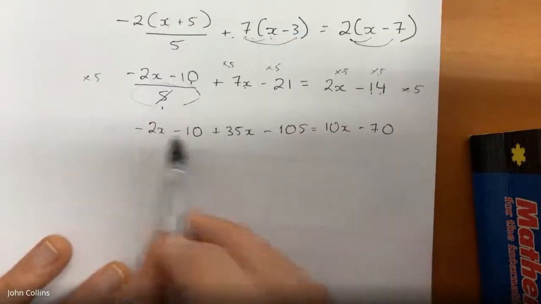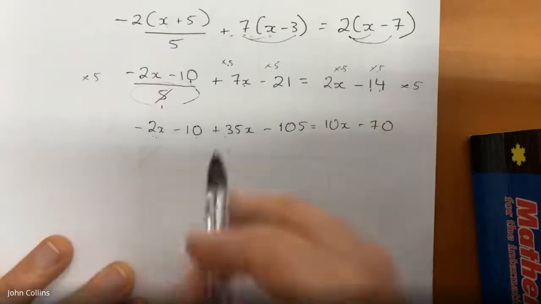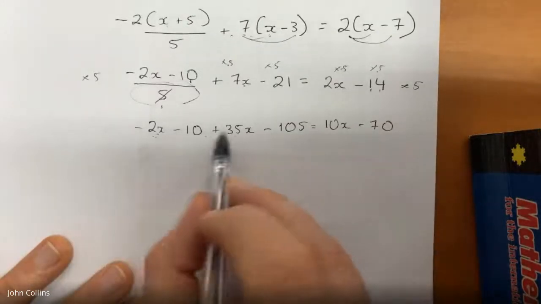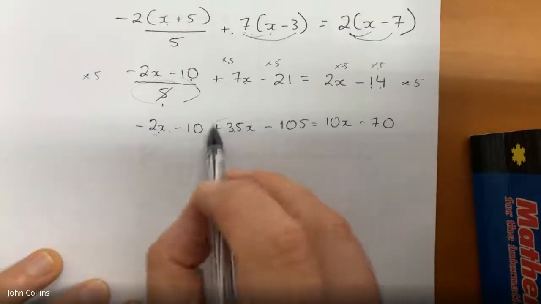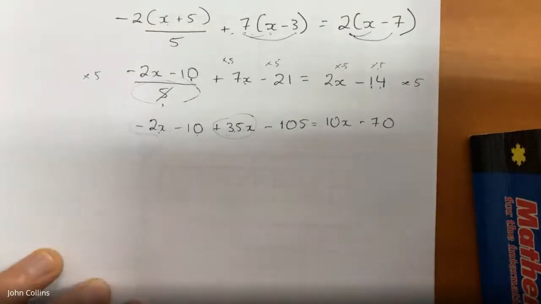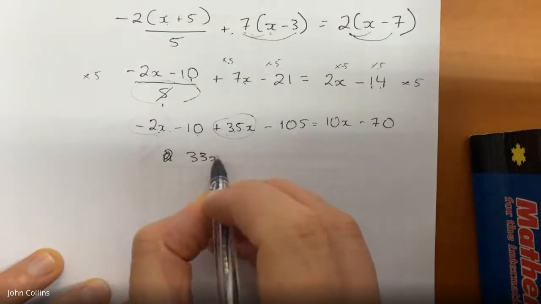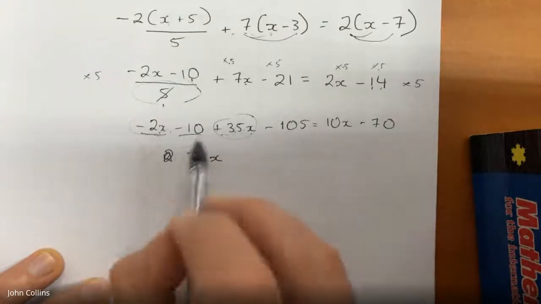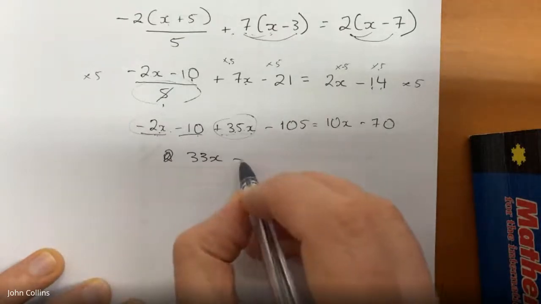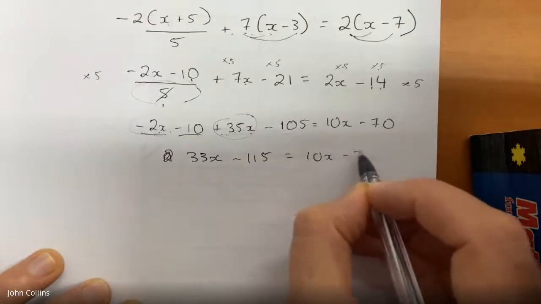Okay, I have like terms, so I can simplify. Anytime I combine like terms, that's simplification. 35 x's take away 2 x's, well, that's going to be 33x. 35 take away 2. Minus 105 take away another 10, well, that's minus 115. And that's still equal to 10x minus 70.